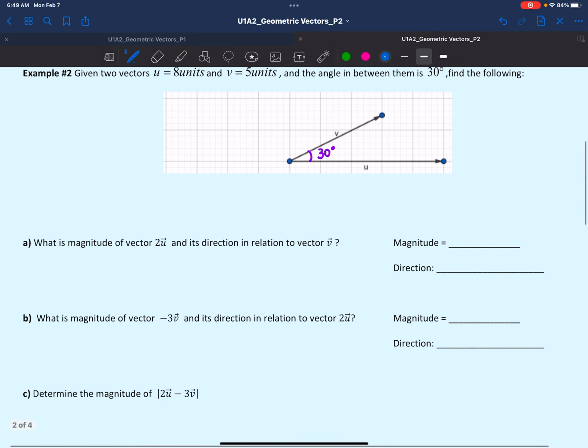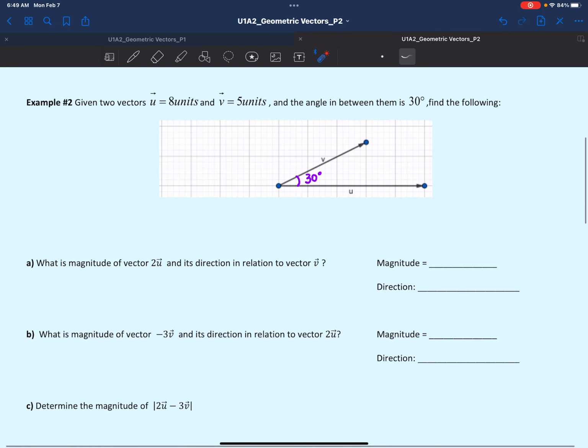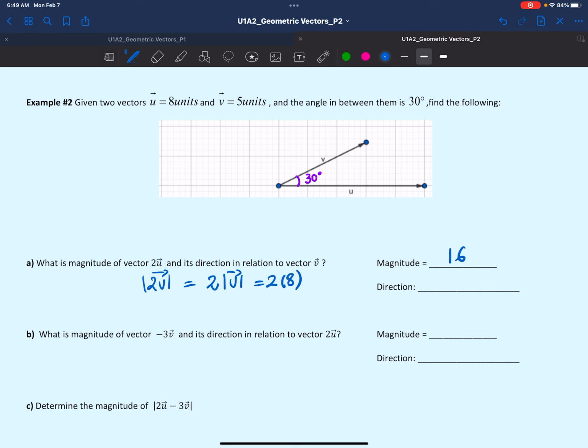What is the magnitude of vector 2u? So the magnitude of vector 2u would be equal to twice the magnitude of vector u. So that means 2 times 8. So the magnitude is 16. What is the direction? We're going to say same as vector u. So at an angle of 30 degrees with v.